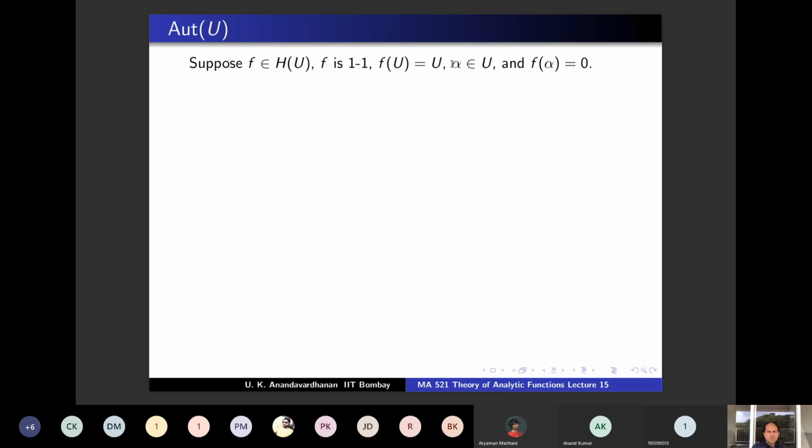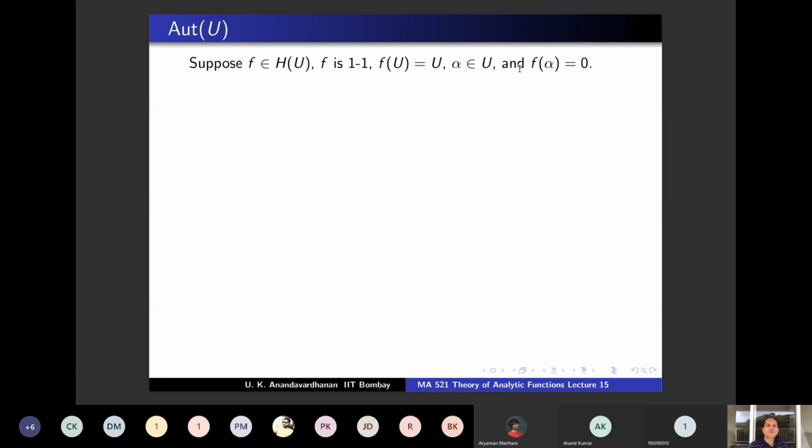Why does this follow? I'm saying this follows from these conditions. F is onto, right? F of U is U, 0 is here, so there is some alpha such that f of alpha is 0. So pick one such alpha. And how many such alphas are there? Exactly 1, because f is 1-1.